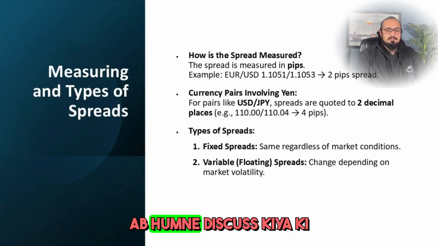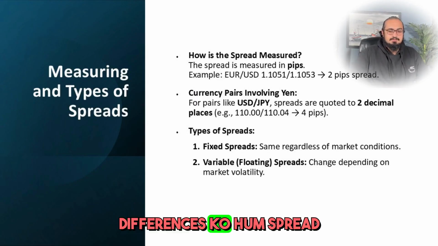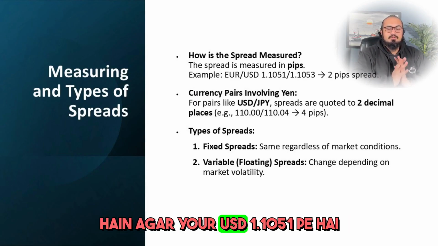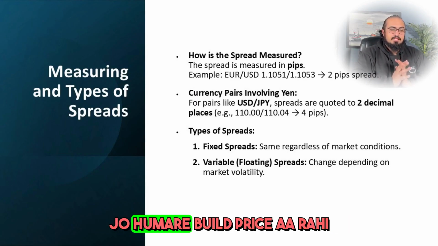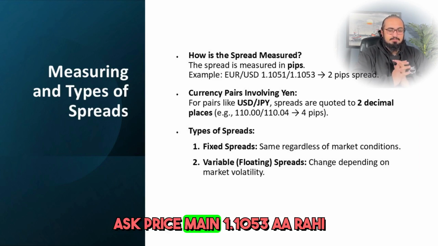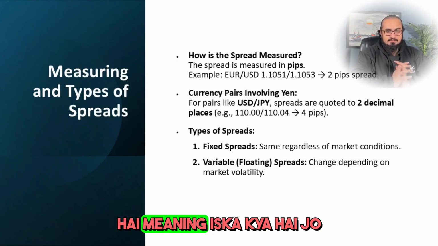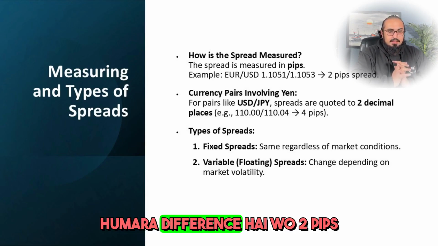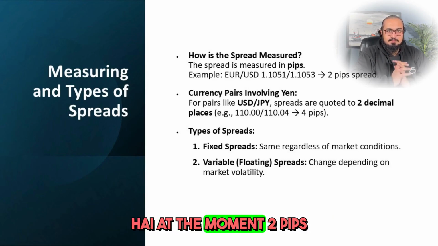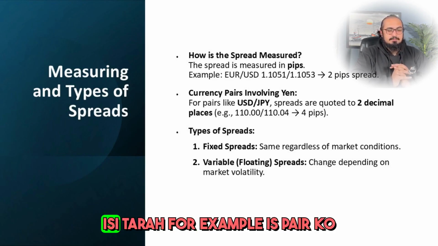Now, we discussed that the difference is called the spread. Let's take an example of USD. If USD is at 1.1051, which is our bid price, and the ask price we have is 1.1053, the meaning of this is that our difference is 2 pips. The spread we are getting at the moment is 2 pips.